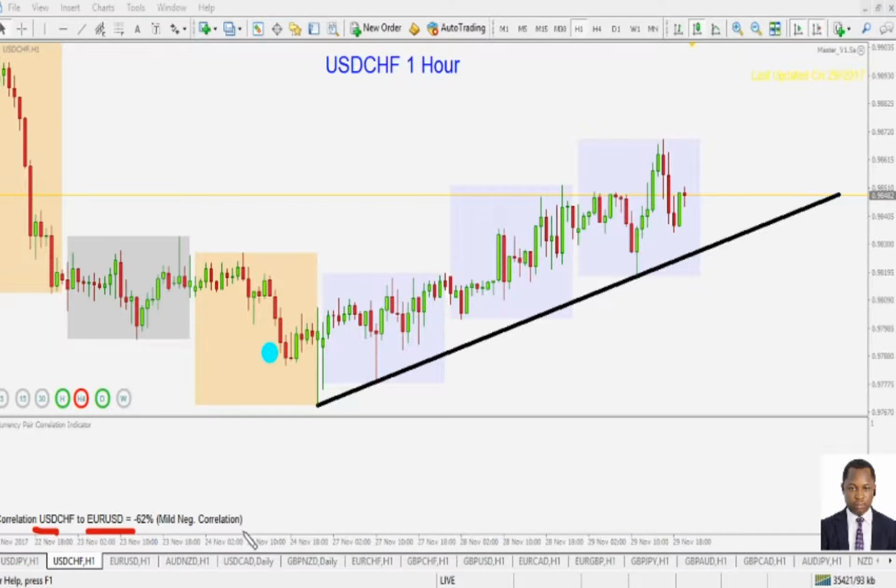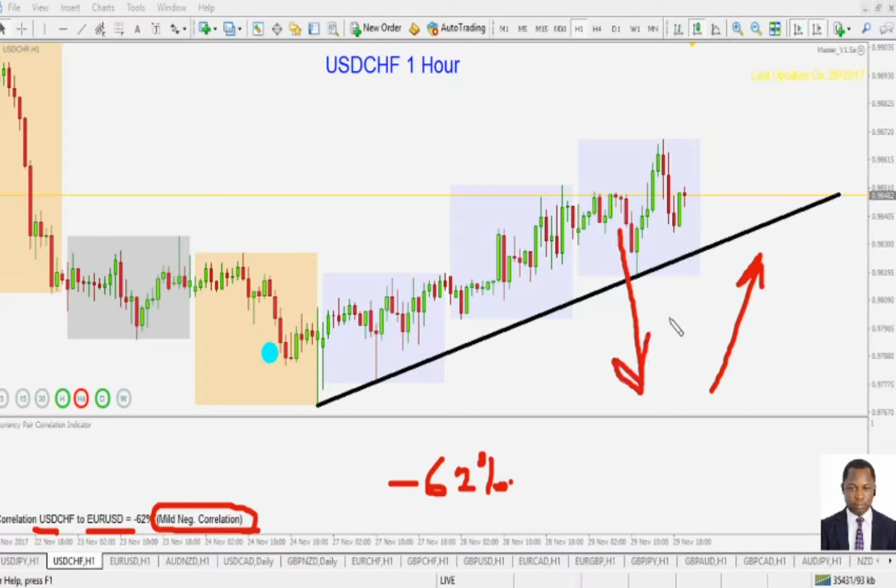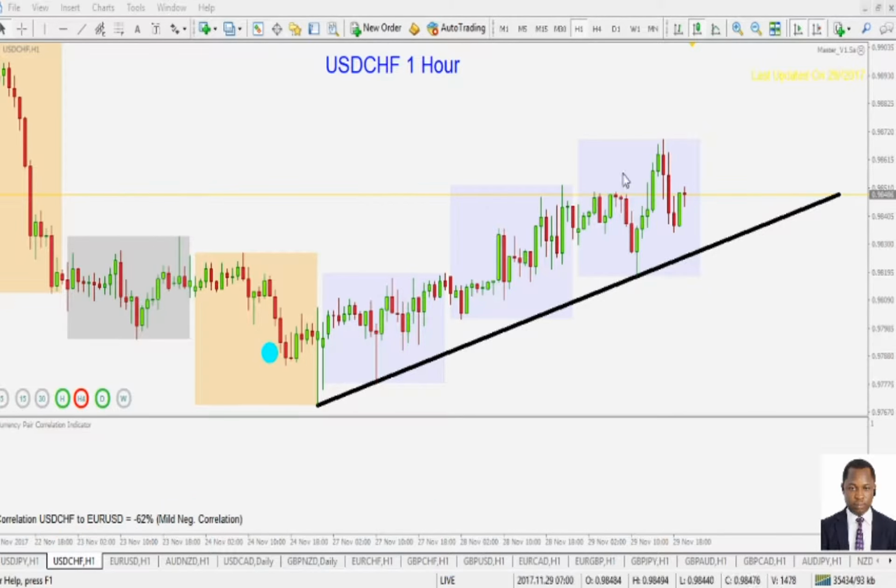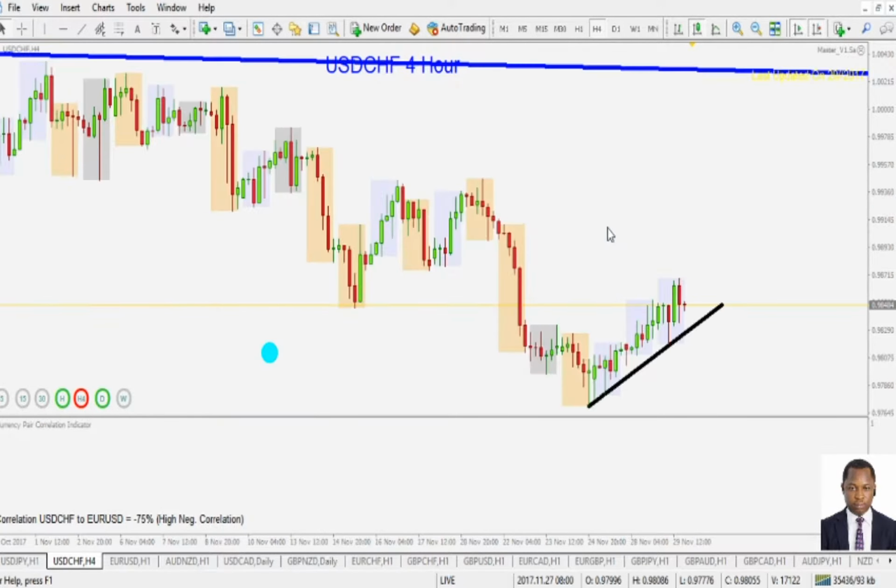in the 1 hour time frame they have a mild negative correlation, minus 62%. That means if the euro against the American dollar is going up, the American dollar against the Swiss franc will be going down. Okay, they are negatively correlated. Look into the 4 hours time frame, you will see, because we have the set of charts, both of them coming from the 4 hours time frame, we are seeing a high negative correlation.